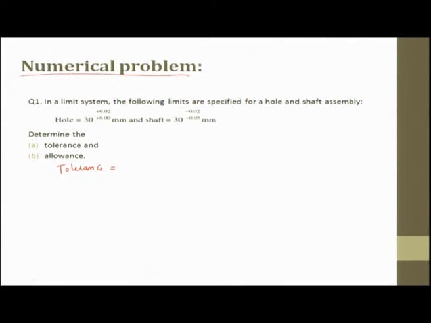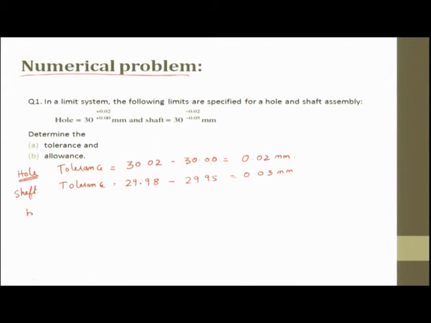Tolerance, if you want to figure out, for a hole it is 30.02 minus 30.00, which is nothing but 0.02 millimeter. Now, let us take the tolerance for a shaft. It is 29.98 minus 29.95, so it is 0.03 millimeter.